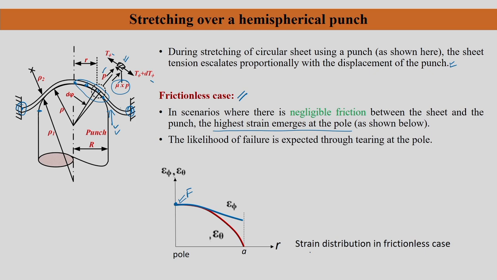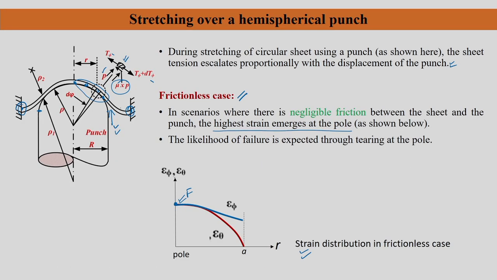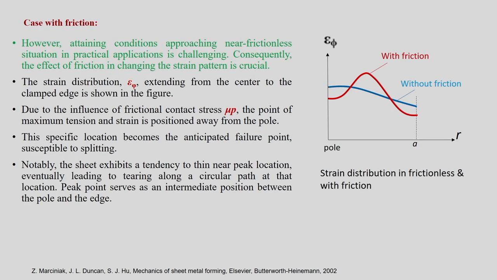So, it is very simple. The strain distribution for a frictionless case, we already know that. Failure is going to get initiated at the pole because that strain is going to be larger as compared to other locations. Frictionless case means you put a lot of lubricant, well lubricated, let us say. Okay. So, now there is another case where there is no lubricant, or dry friction, maybe you can say the case with friction.